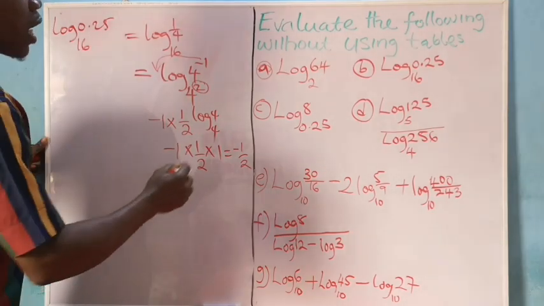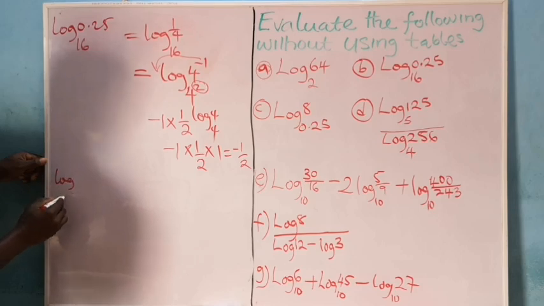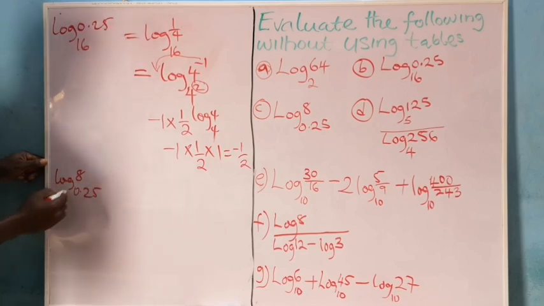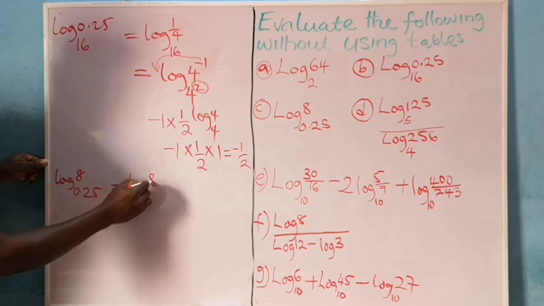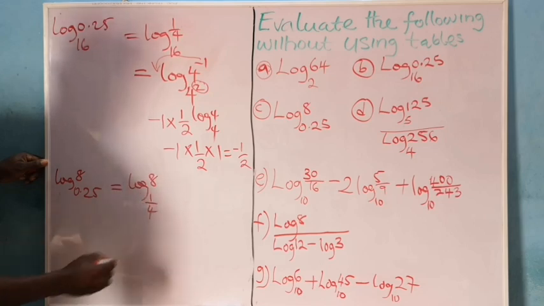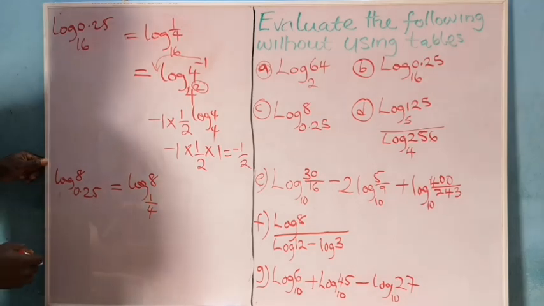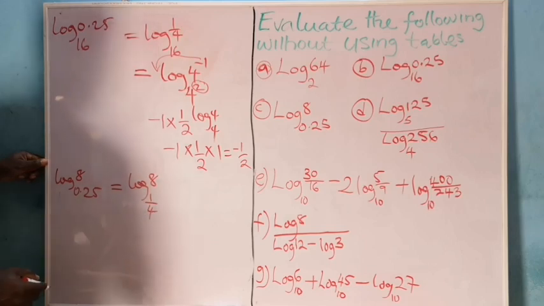Now the third one we have here is log 8 to the base 0.25. Now we are going to also rewrite this as a fraction, so that we now have log 8 to base 1 all over 4. Remember that 1 all over 4 is the same as 0.25. Now we are going to rewrite these two numbers also to appear in the same base.